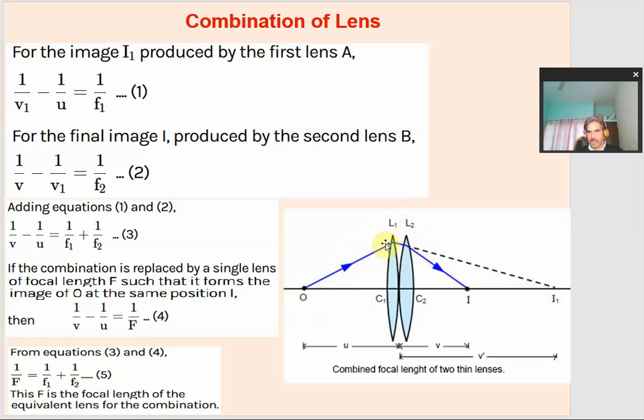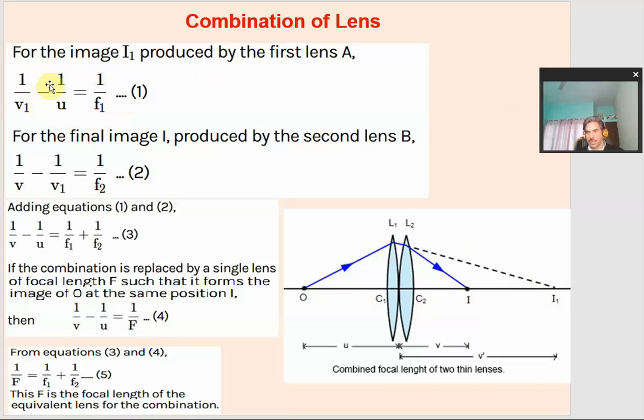So the first image found by lens L1 would have been formed at position I1. Now because there is a second lens in combination with the first one and in contact with it, the final image is formed even at a closer point I, right? So we can write the two lens equations for lens L1 and for lens L2. For lens L1, the image is formed at I1, so we write the lens equation for it as this.